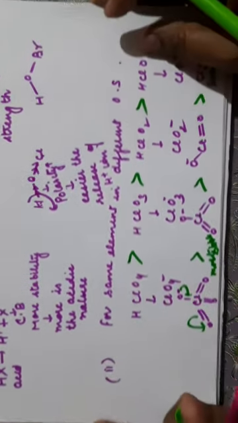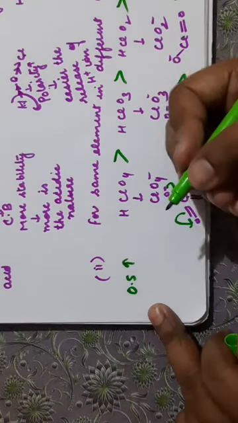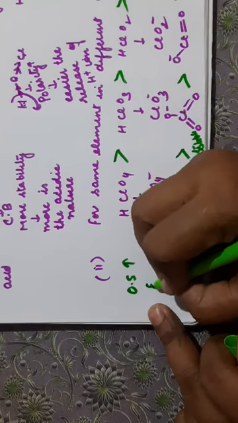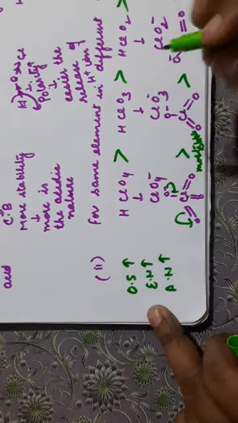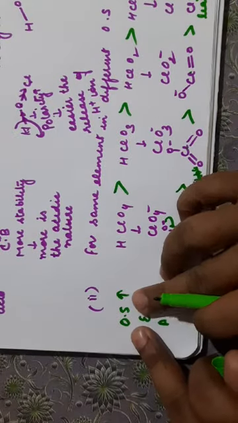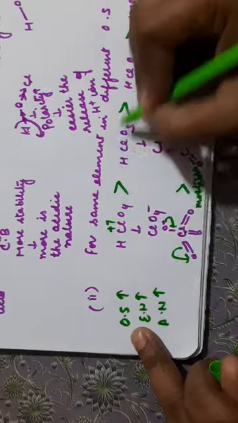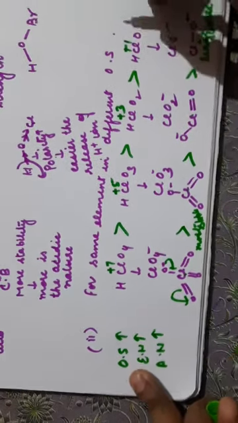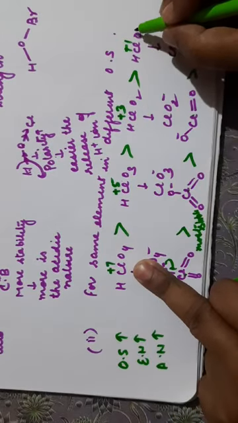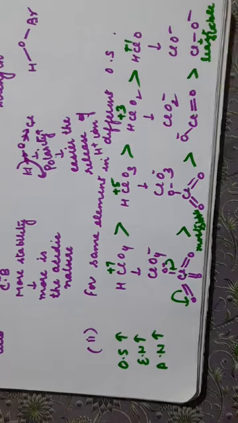So you can write in this way: as the oxidation state increases, or the more the positive charge, the more will be the electronegativity and the more will be the acidic nature. Clear? So the greater the oxidation state, here the oxidation state is +7, here +5, +3 and +1. As the oxidation state decreases, electronegativity will decrease and the acidic nature will also decrease.